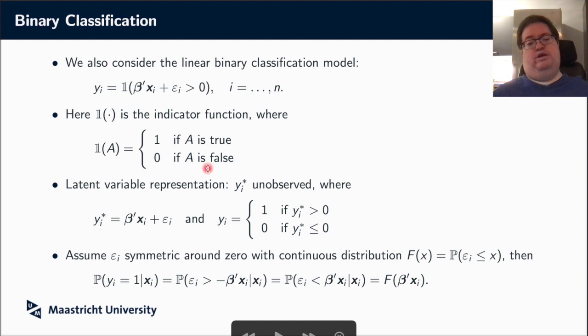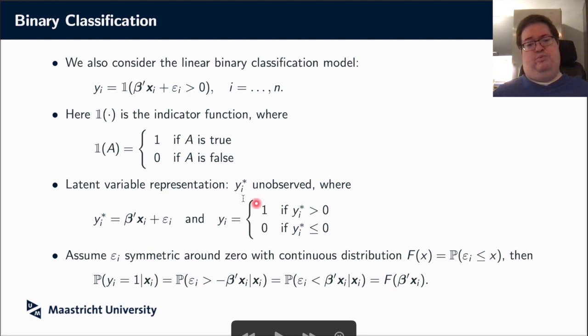Now what we typically do in econometrics is we extend that model by saying, well, what we have is some sort of latent variable, a y_i star, which we actually do not observe. It's a variable where we can fit the linear model on, and based on the outcome of that latent variable, we either observe a 1 or a 0, depending on whether the latent variable is larger or smaller than 0.